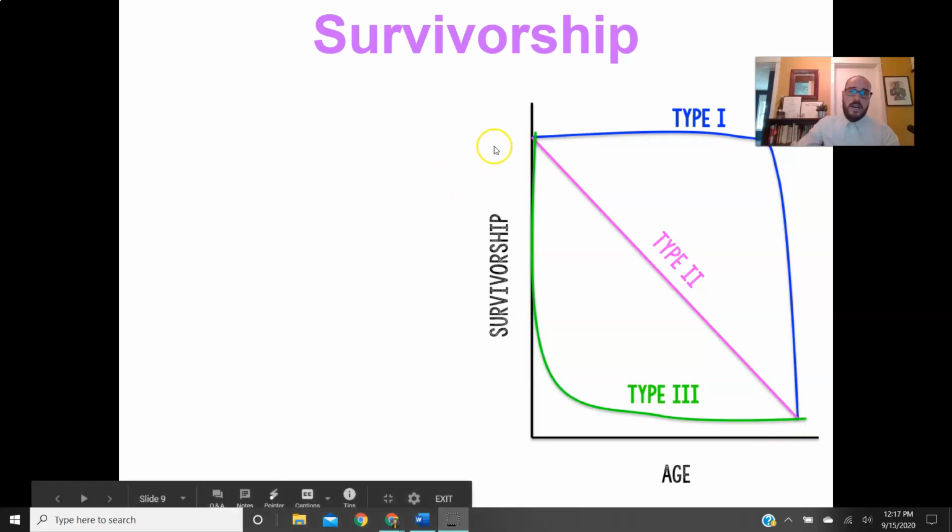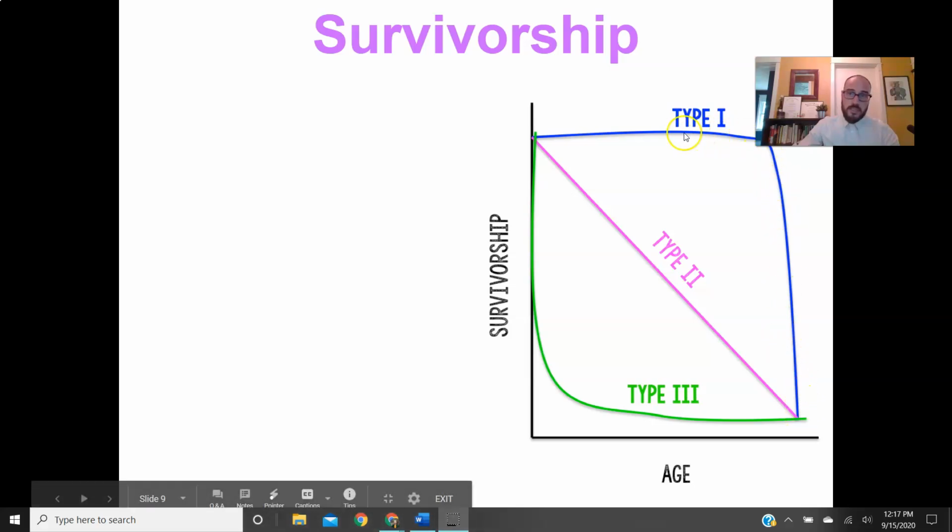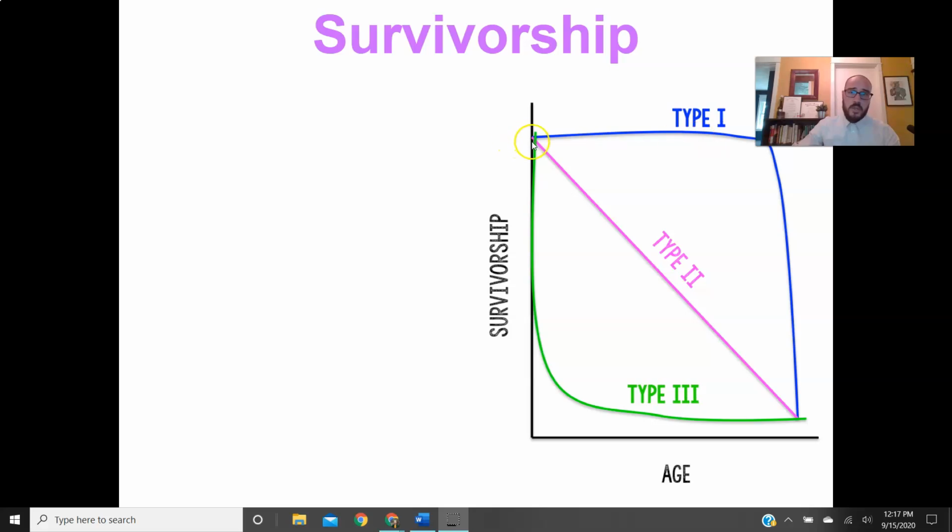So if we imagine 100 individuals are born in all three of these different survivorship curves, and maybe they can all live to be 100 years old, more of that initial 100 are going to make it to 100 years old in a type 1 survivorship curve, whereas maybe in this type 3 survivorship curve, a lot more are going to die when they're babies, and only very few will make it to 100 years old.